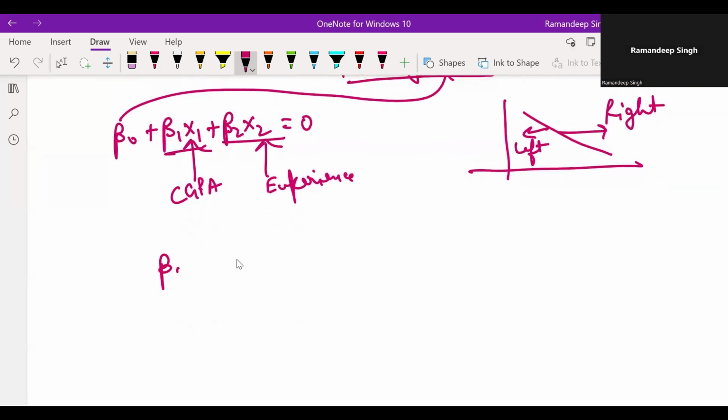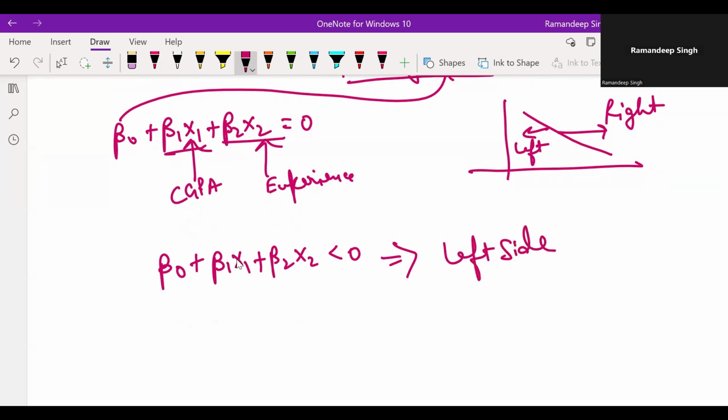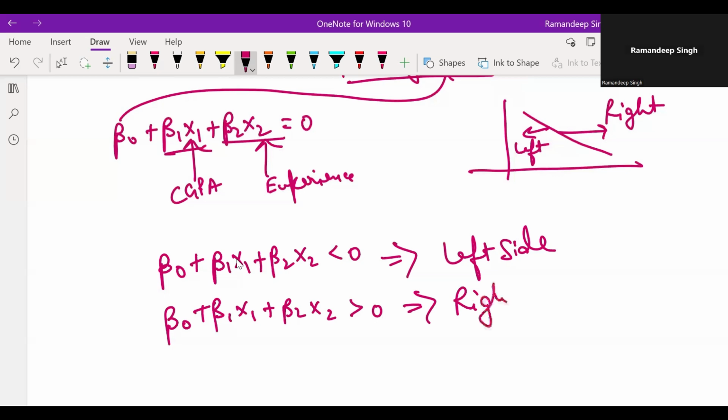If beta naught plus beta 1 x1 plus beta 2 x2 is less than 0, then this implies that the point lies on the left side of the line. On the other hand, if beta naught plus beta 1 x1 plus beta 2 x2 is greater than 0, this implies the point lies on the right side of the line. I hope this is clear up to this point.